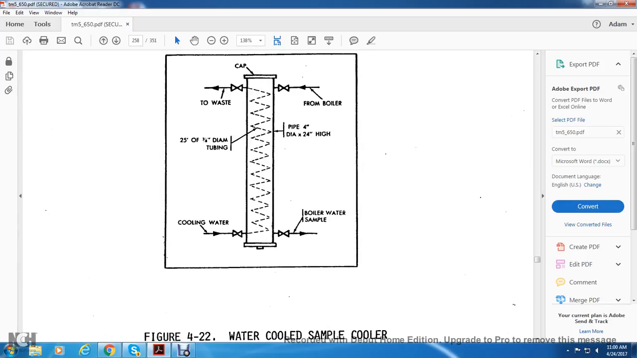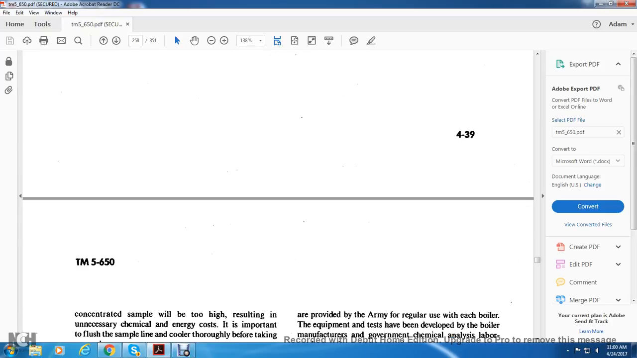Figure 422 shows the water cooled sample. You have a line going from the boiler to the cap of the pipe, with a 4-inch diameter and 24 inches height. With the boiler water sample, the cooling water line goes through the bottom, and the cooling water line through the bottom with 2 butterflies, one on the inside, one on the outside, with the water sample from the boiler to the waste, and the 25 inches by 24 inch, 25 inch by 3/8 diameter tube.